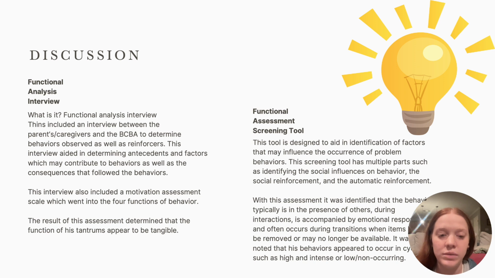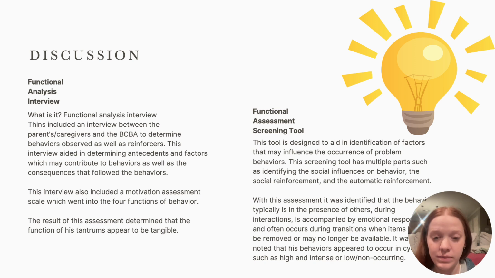Functional analysis interview. So what is it? The functional analysis interview is an interview between the parent or caregivers and the BCBA to determine behaviors observed as well as reinforcers. The interview aided in determining antecedents and factors which may contribute to behaviors, as well as consequences that follow the behaviors. This interview also included a motivation assessment scale, which went into the 4 functions of behavior. The result of this assessment determined that the function of his tantrums appeared to be tangible.